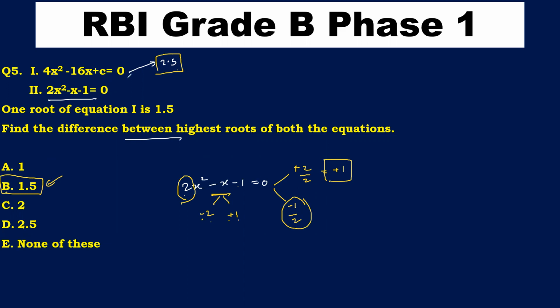So this question is also easy. It was totally worth 2 marks. 2 marks you can get for solving this same pair. So it's an easy question. Let's see one more.